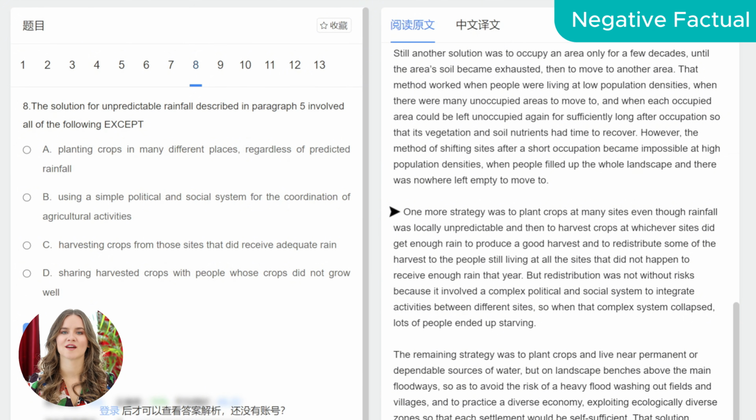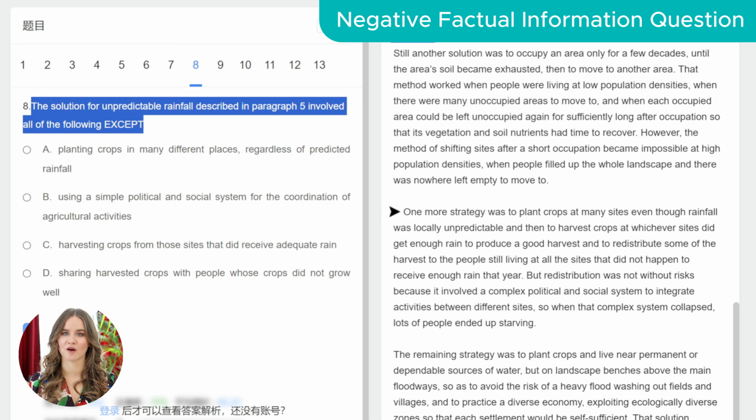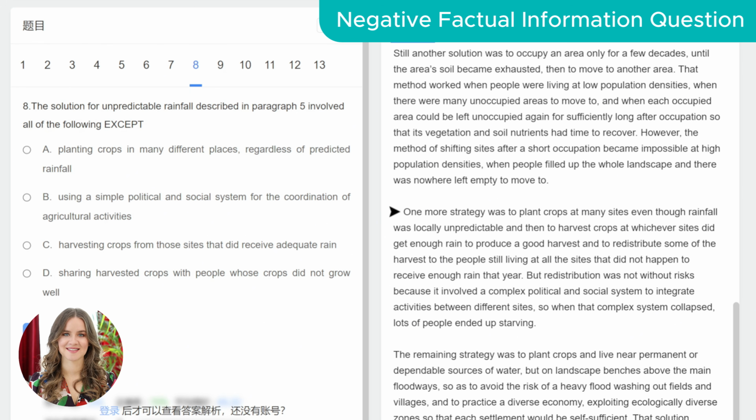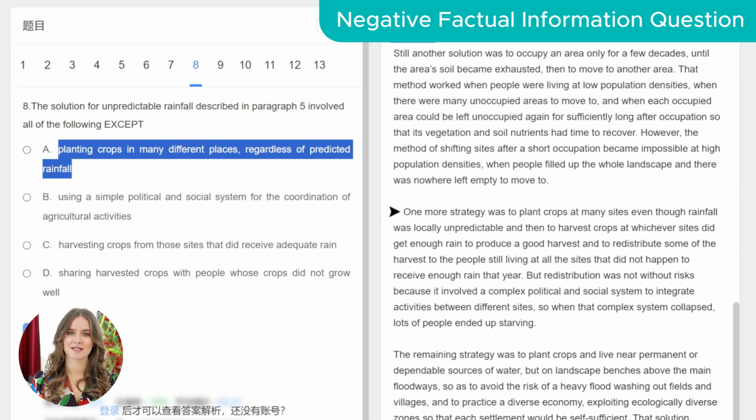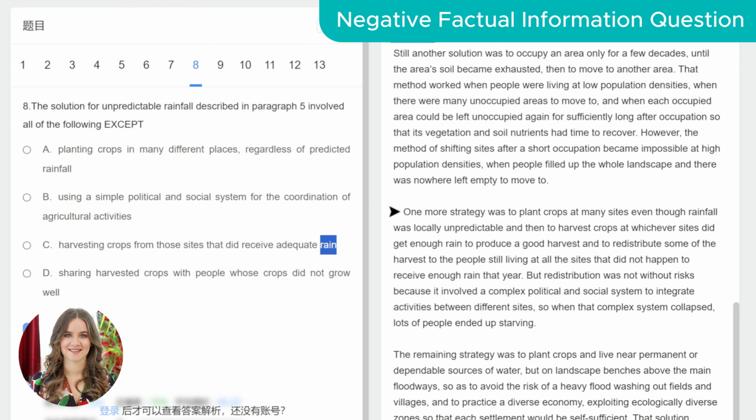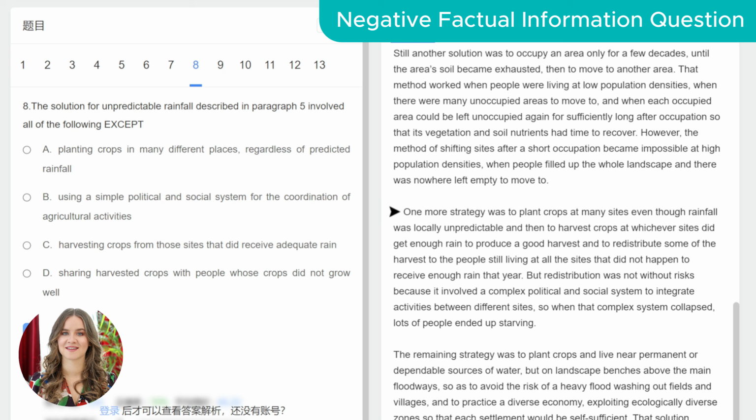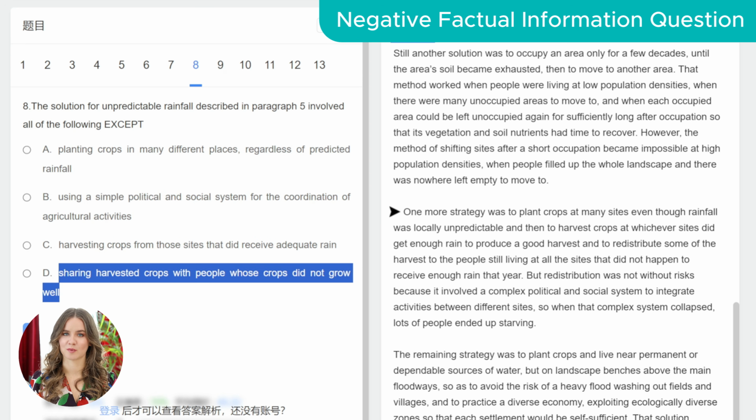We have another negative factual information question. The solution for unpredictable rainfall described in paragraph 5 involved all of the following except. Let's read the answer options. Planting crops in many different places, regardless of predicted rainfall. Using a simple political and social system for the coordination of agricultural activities. Harvesting crops from those sites that did receive adequate rain. Sharing harvested crops with people whose crops did not grow well.